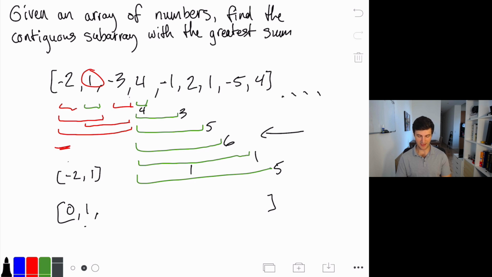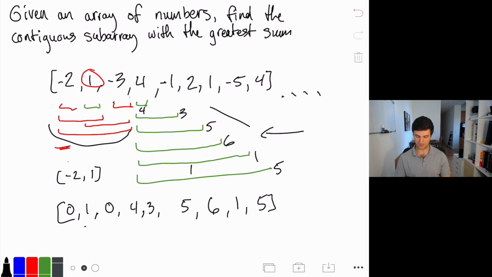-3 makes this negative again, and so we're going to reset back to 0, which is what we were talking about in this section. Now 4 is positive. -1, it's a negative number, but our result is still positive, and so we continue computing the running sum. So we get 3. Then we have 2. Let me actually try and line these up a little better. We get 2, so 3 plus 2 is 5. And then 5 plus 1 is 6. 6 minus 5 is still positive, so we get 1. And then plus 4 is equal to 5.